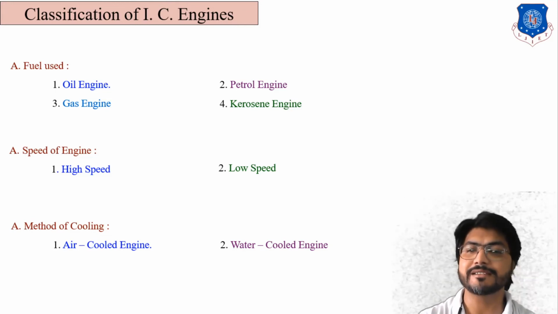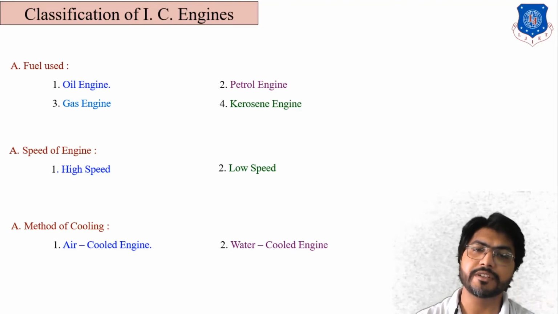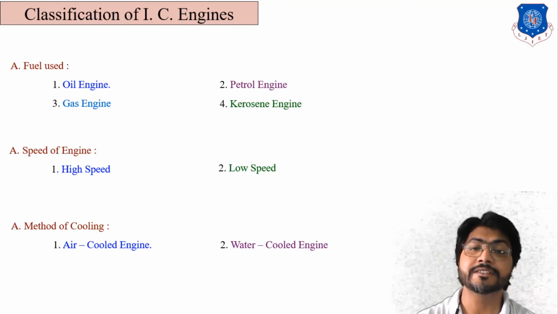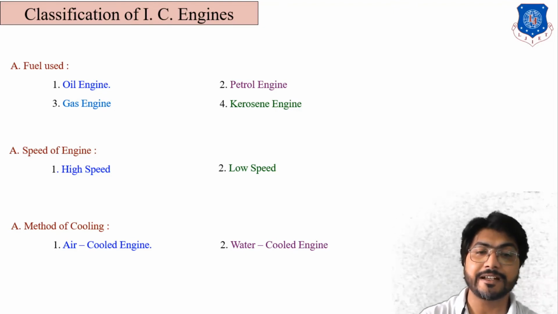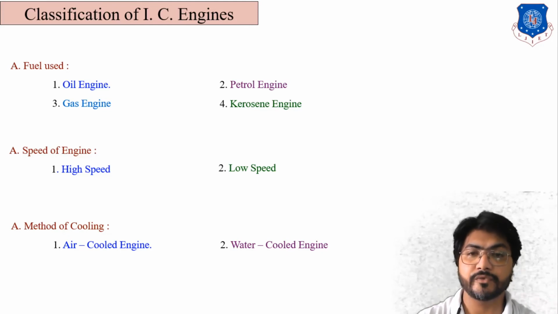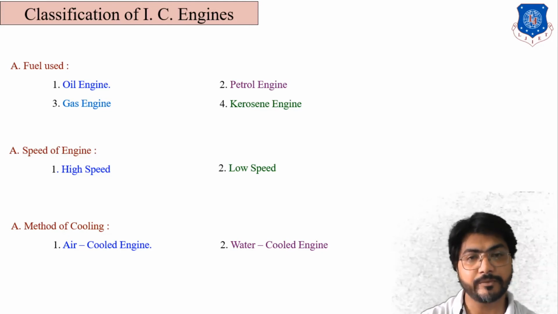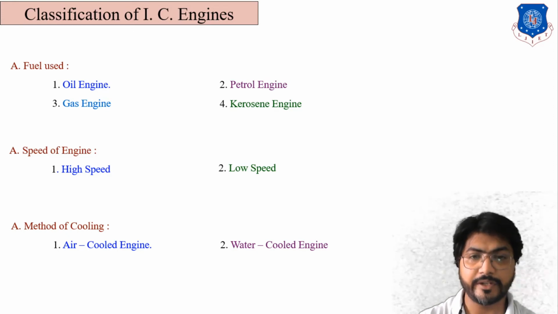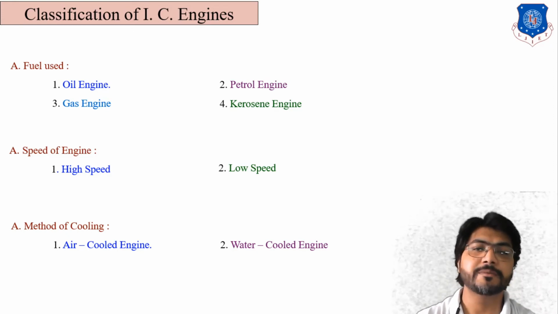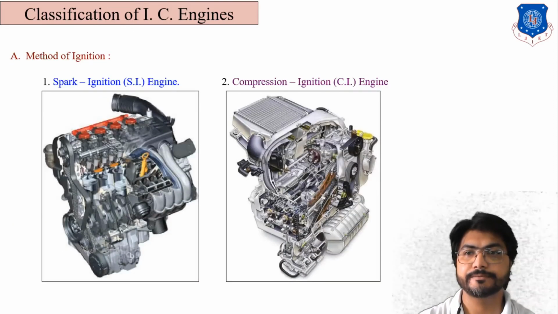We have already seen examples of these two types. Some bikes have air cooled engines, and some engines are water cooled. You can see diesel engines near canals, used for regulating the water from the canal to the field. The farmers use that water cooled engine.